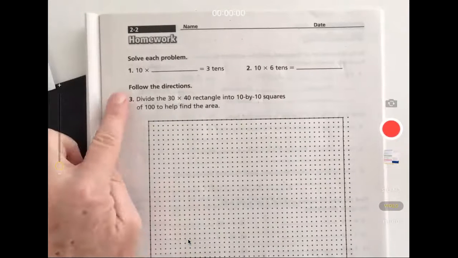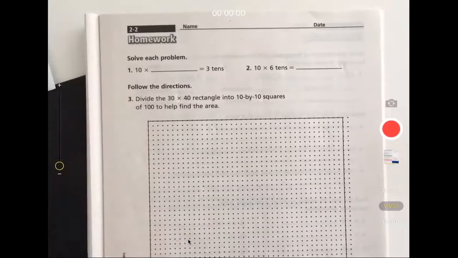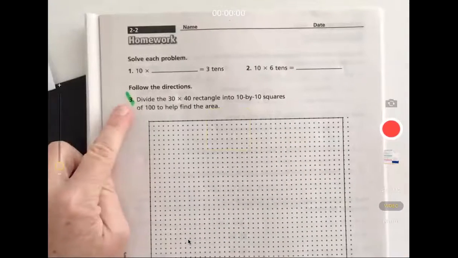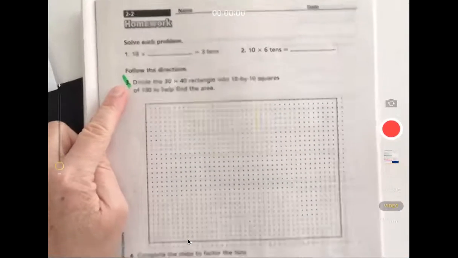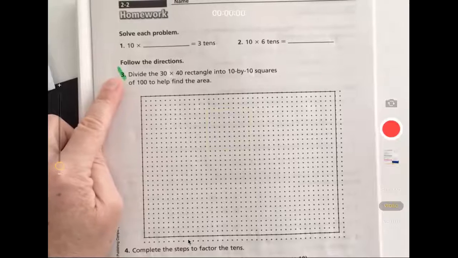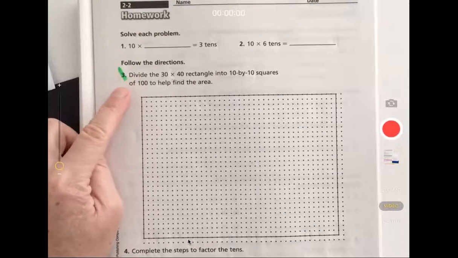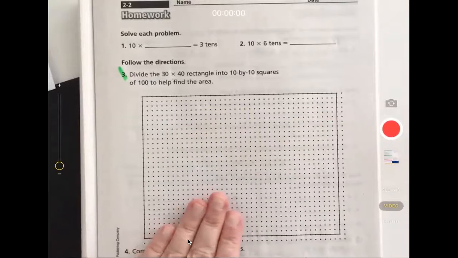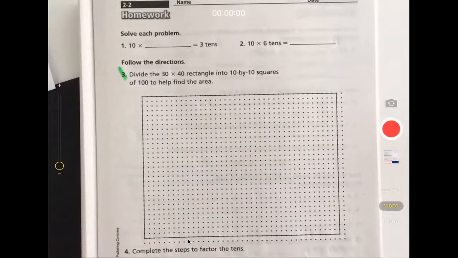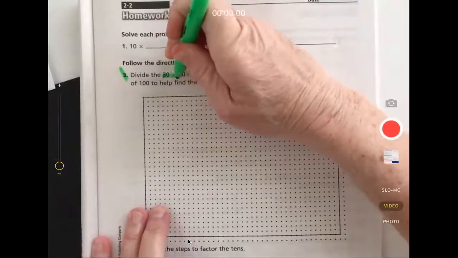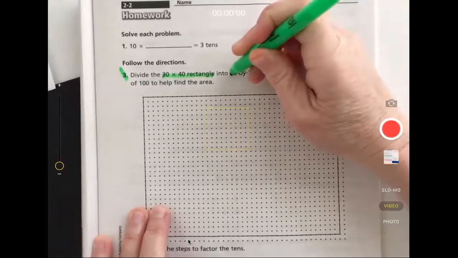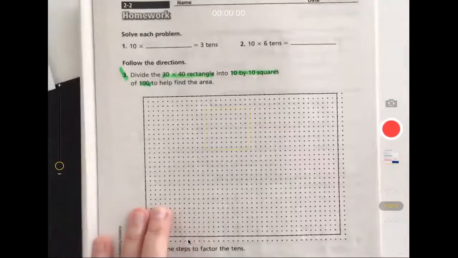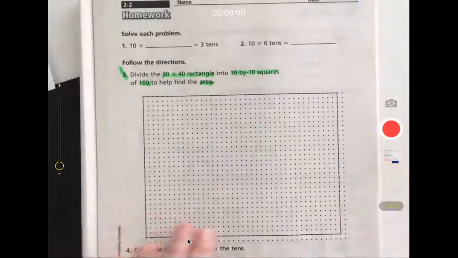Okay, here's the next part, number 3. This is the one that I want to start and work with you a little bit. It asks us to divide the 30 by 40 rectangle into 10 by 10 squares of 100 to help find the area. So this is a 30 by 40 rectangle. Let's highlight that to start with. And we're going to divide it into 10 by 10 squares. We did this yesterday, and we're trying to find the area.